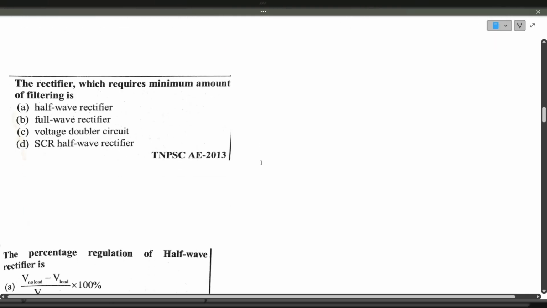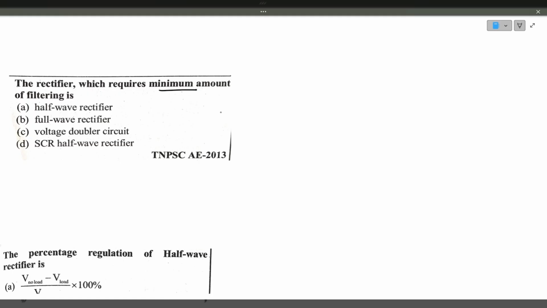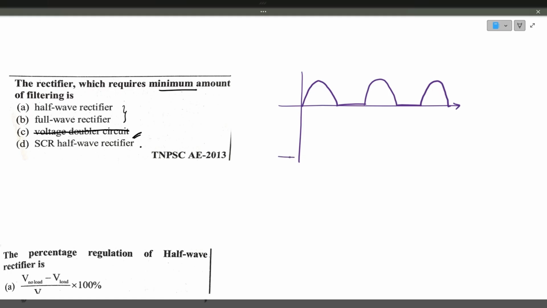The rectifier which requires minimum amount of filtering. So see here, options given are half wave rectifier, full wave rectifier, voltage doubler circuit, and SCR half wave rectifier. Option C will not be considered because it is not a rectifier, it is a doubler circuit. So available options are these two and this. If you see the output waveform of the half wave rectifier, during the positive half cycle, it conducts. Negative half cycle, it does not conduct. For the full wave rectifier, it conducts for 2 half cycles. So output will be like this.